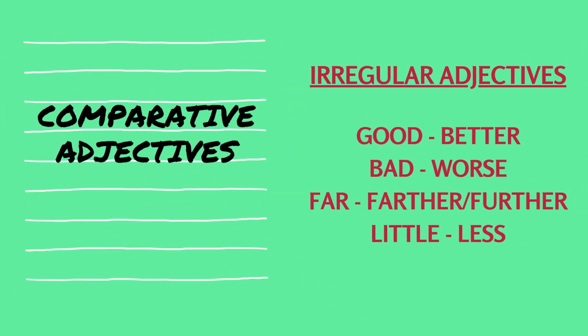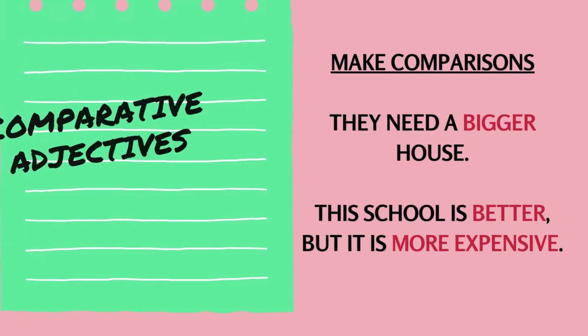There are also irregular adjectives. They have their specific fixed form in the comparative form of the adjective. The adjective good, its comparative form is better. Bad, worse. Far, you can use both farther and further. And little, the comparative form is less.